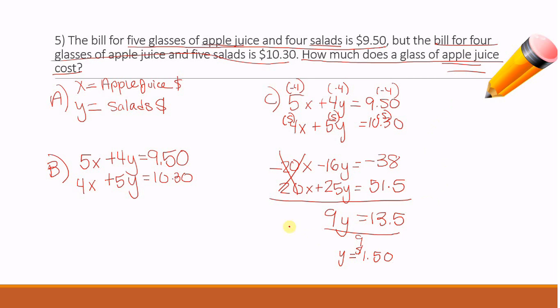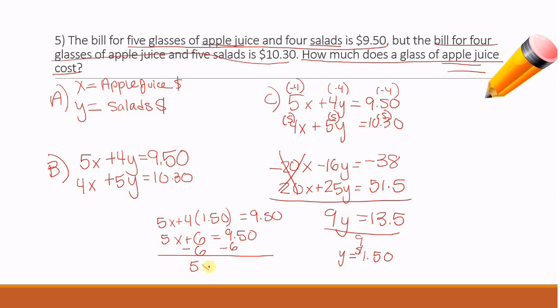So I need to get x now. I need to find what x is. So I'm going to plug into the top equation. There's no reason why I'm doing the top one. Just chose to. So I have 5x plus 4 times $1.50 should be $6. So I'm going to subtract the 6 from $9.50.